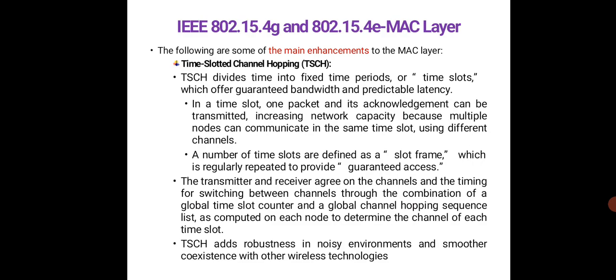So a number of time slots are defined as a slot frame which is regularly repeated to provide guaranteed access. The transmitter and receiver will agree on the channels and the timing for switching between channels through the combination of a global time slot counter and a global channel hopping sequence list as computed on each node to determine the channel of each time slot. So here I think you can understand this particular point where the timing for switching between the channels is set with a global counter as well as a channel hopping sequence list. So this adds robustness in noisy environments and smoother coexistence with other wireless technologies.